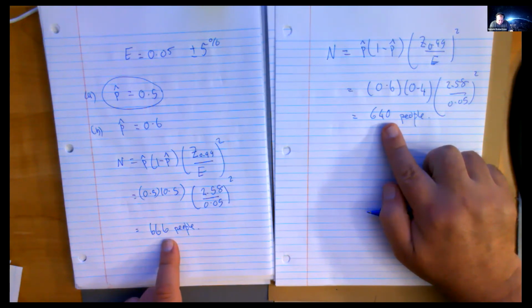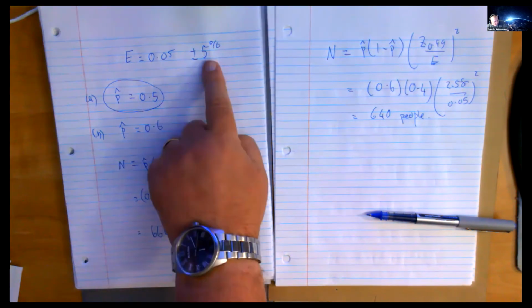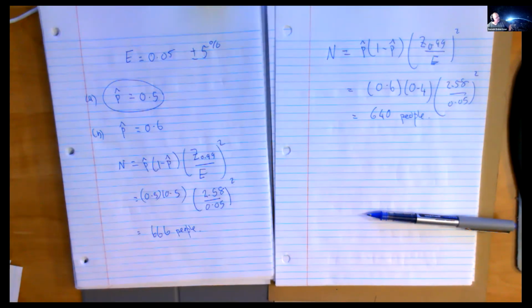If you were a little bit worried, you might just say 700 because it's a nice round number. And won't 700 guarantee not just 5%, but probably even better than 5%, a margin of error of 4.5% or something. Are there any questions, or are we good?